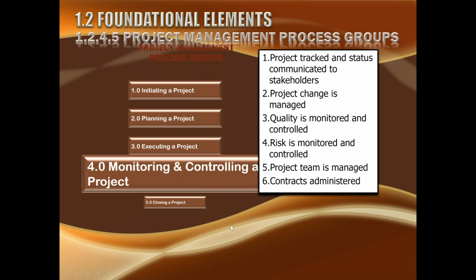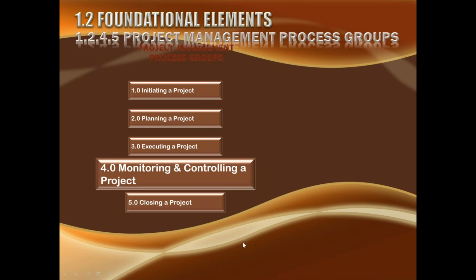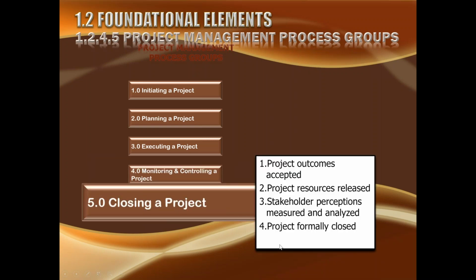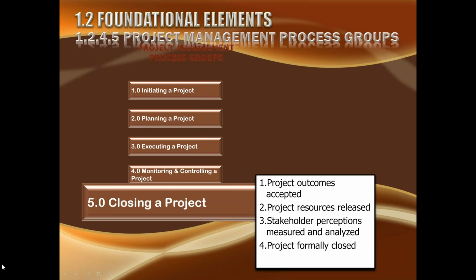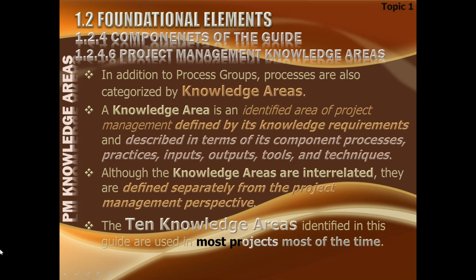Ultimately, once everything is done, we move on to the closing, and the purpose of closing is to accept the outcome of the project. Project resources, when they have done their job, must be released. Stakeholder perception should be measured and analyzed and put into the lessons learned, and the project should be formally declared closed. So this is a brief summary of all these 5 process groups. What do we do in these process groups?